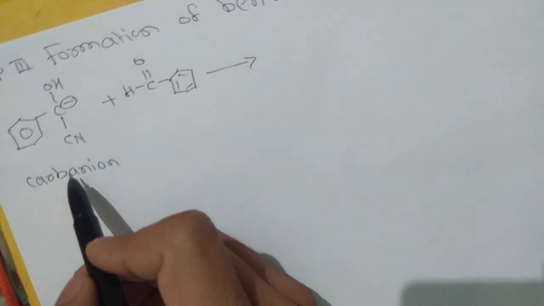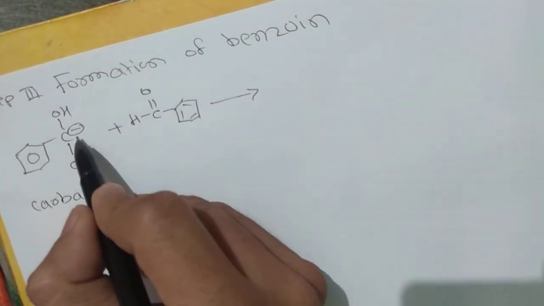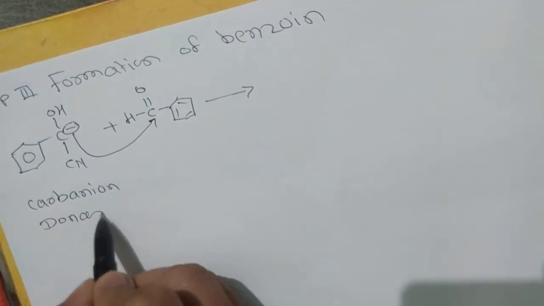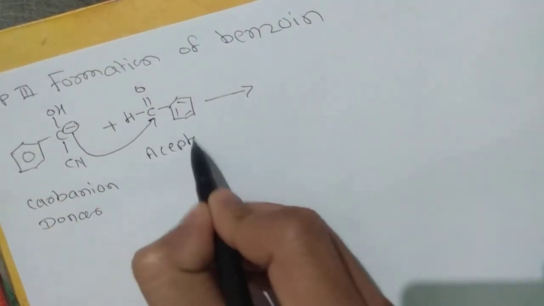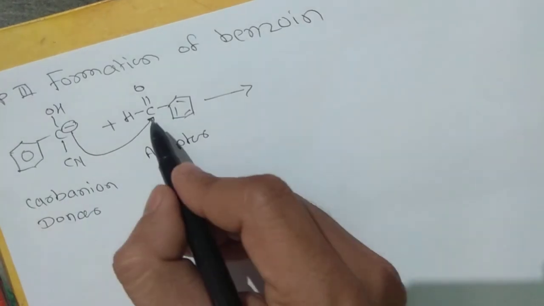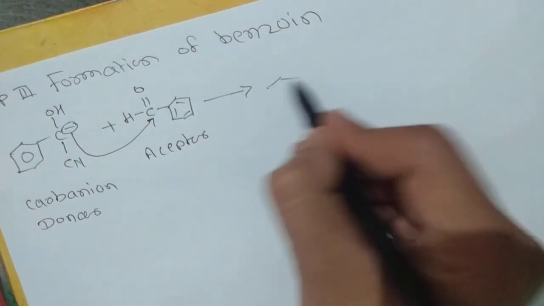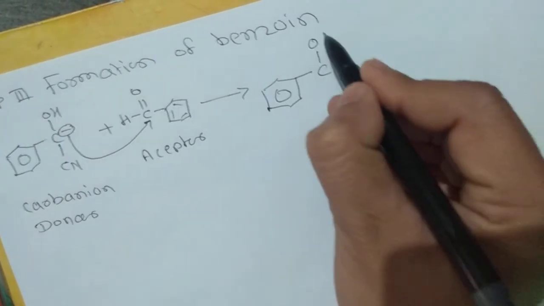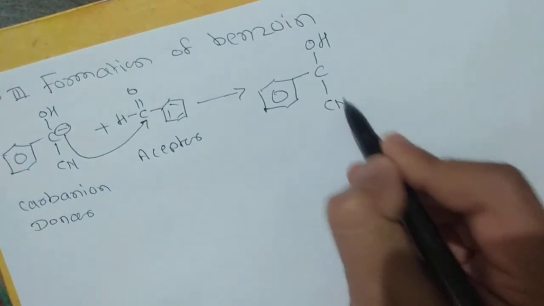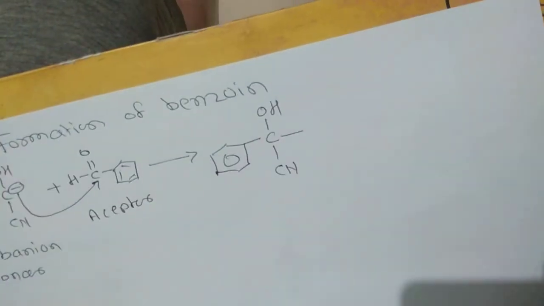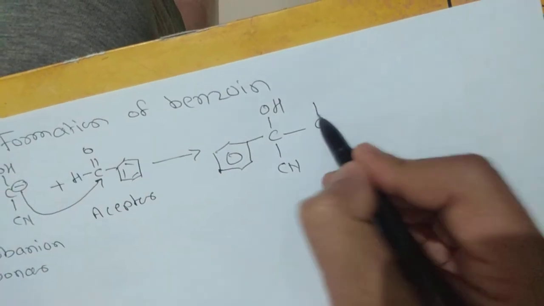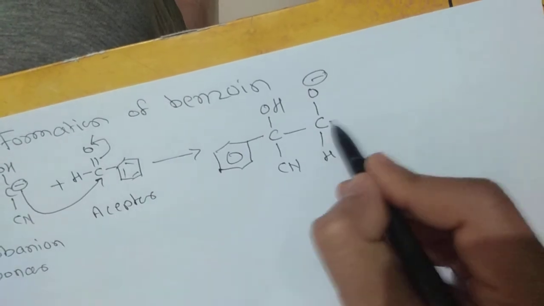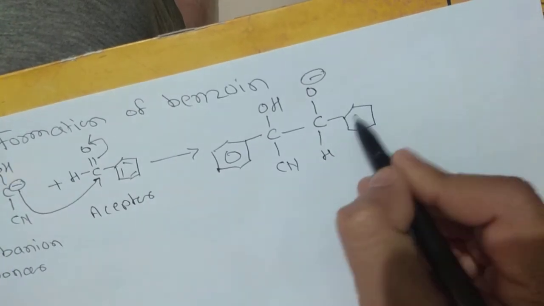Here, the carbanion formed reacts again with the second molecule of benzaldehyde. This one is called the donor and this one is called the acceptor. Here the carbanion attacks the carbonyl carbon of the benzaldehyde to form this compound: C-OH, CN, C-O minus, H, and the benzene rings. This is the intermediate second.